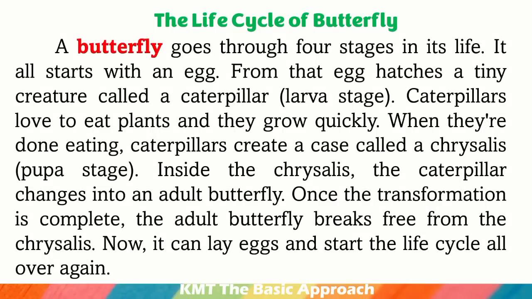A butterfly goes through 4 stages in its life. It all starts with an egg. From that egg hatches a tiny creature called a caterpillar or larva stage. Caterpillars love to eat plants and they grow quickly. When they are done eating, caterpillars create a case called a chrysalis or pupa stage. Inside the chrysalis, the caterpillar changes into an adult butterfly. Once the transformation is complete, the adult butterfly breaks free from the chrysalis. Now it can lay eggs and start the life cycle all over again.